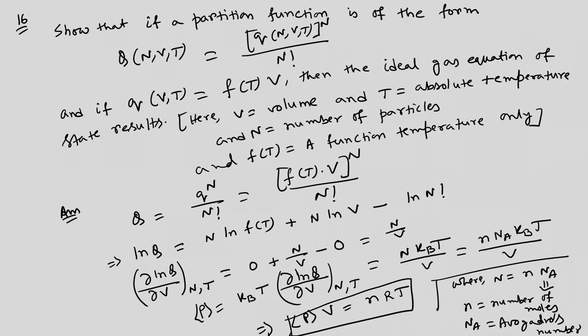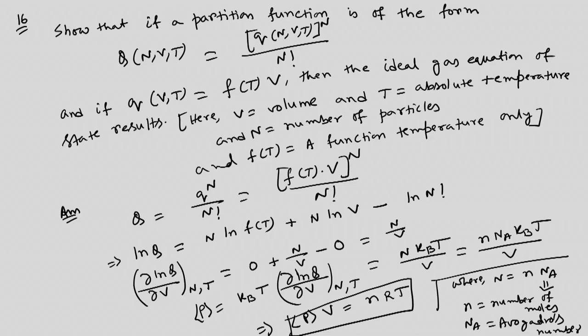So, I repeat again. Here the molecular partition function is a function of temperature times volume, and the partition function of the system Q is q to the N by N factorial. Now, if we substitute the molecular partition function by f(T) times V and take the log, we get ln Q equals N ln f(T) plus N ln V minus ln N factorial. And we need to get the ideal gas equation of state.